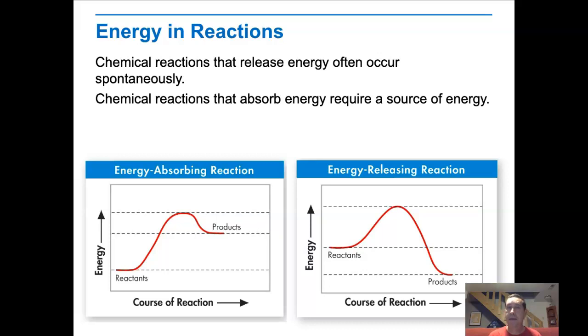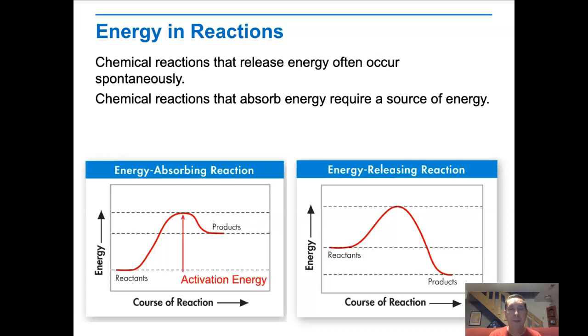So energy plays an important role in reactions. Chemical reactions that release energy often occur spontaneously. Chemical reactions that absorb energy usually require a source of energy. You can see here we've got an energy absorbing reaction and an energy releasing reaction. All reactions, whether they absorb energy or release energy, need a certain amount of energy to start. So based on this, we know that energy releasing reactions are more likely to occur spontaneously.